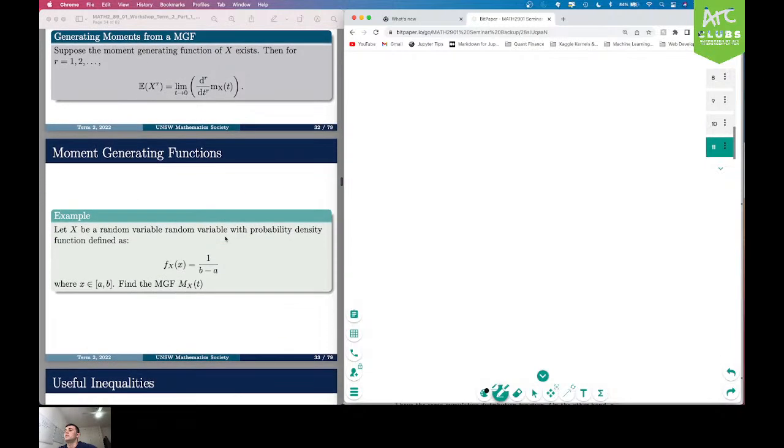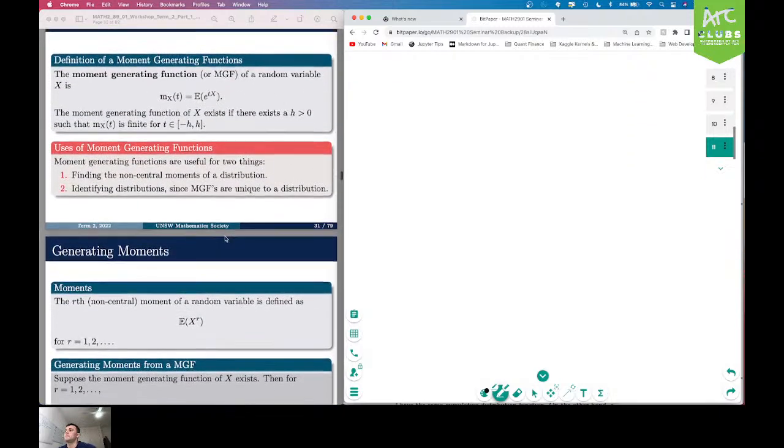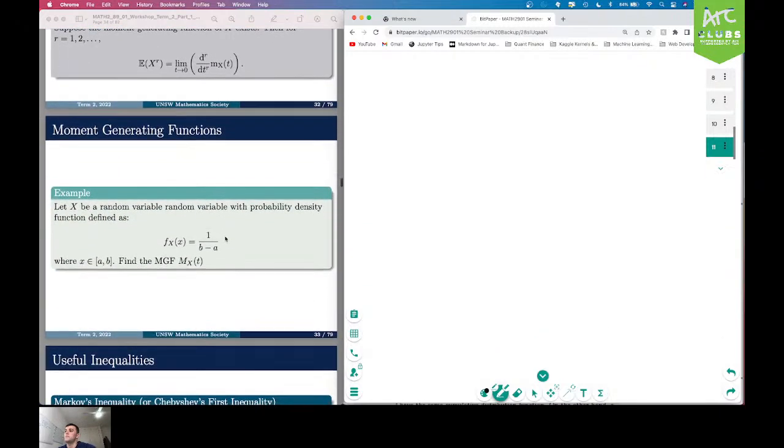So that's that. Let's actually apply this to a particular question, and we'll see where all this theory comes into play. Cool. So let X be a random variable with probability density function defined as this. Find the moment-generating function of our random variable X.